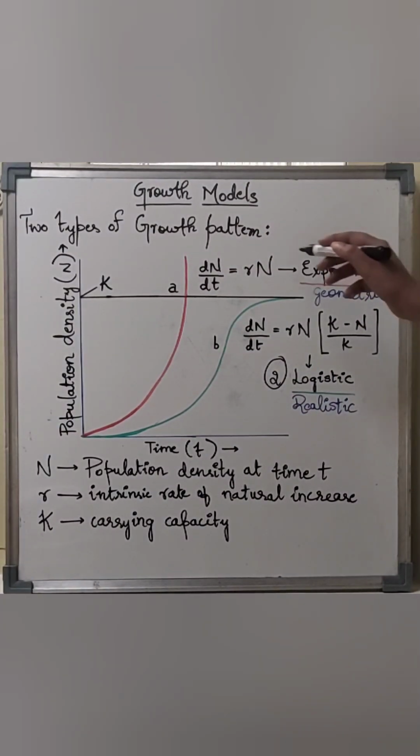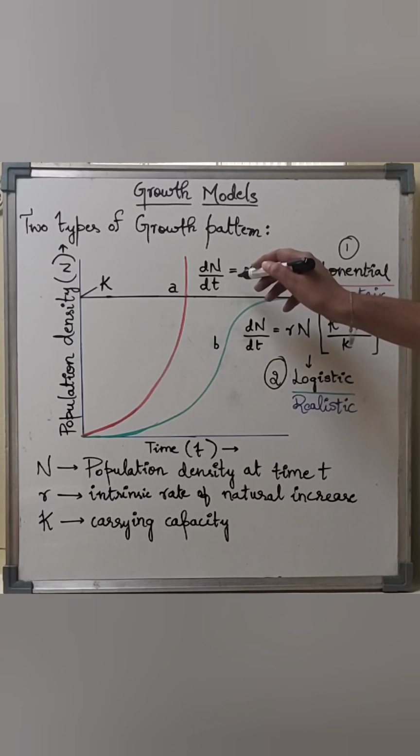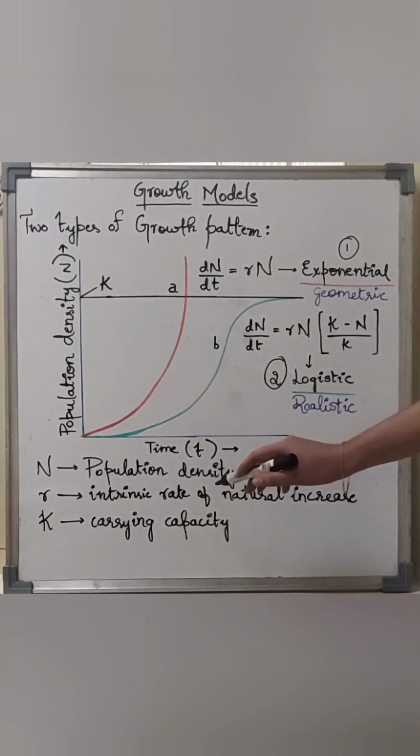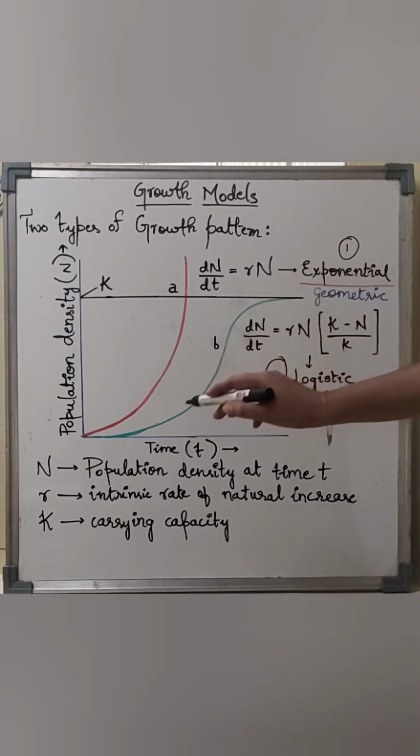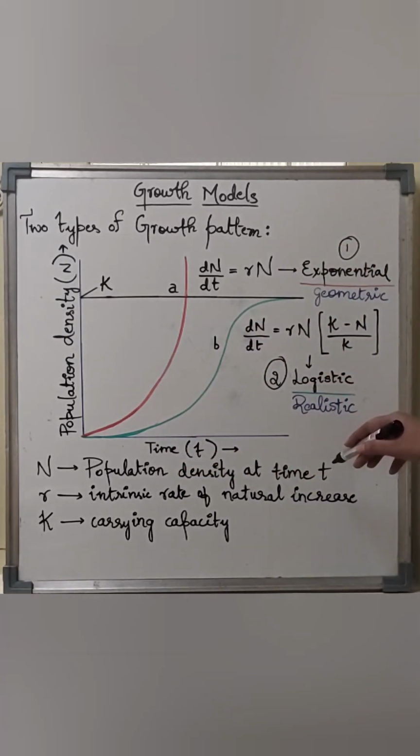Exponential growth is represented by dN/dt = rN. Small r is called the intrinsic rate of natural increase. It is nothing but the population's potential to grow to its fullest. Capital N represents population density at time t.